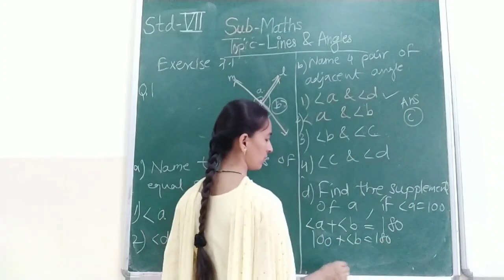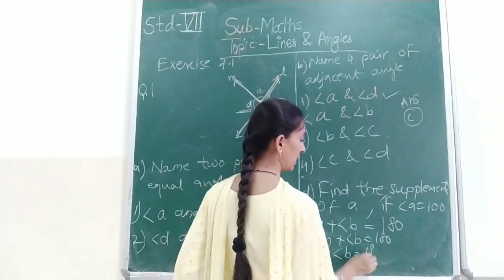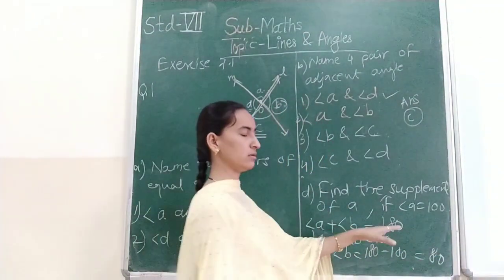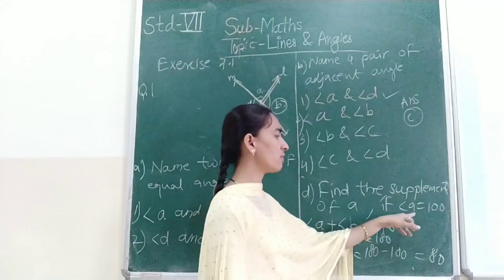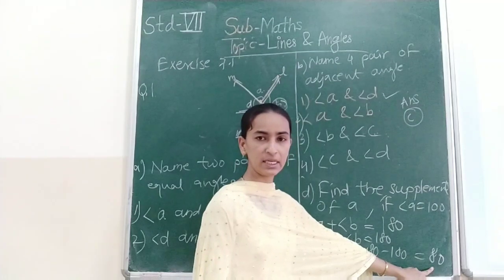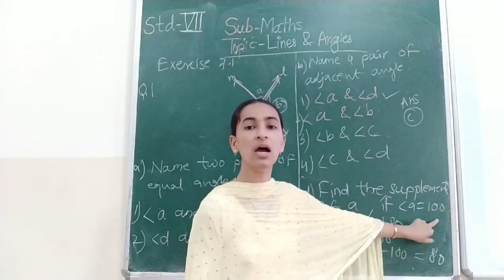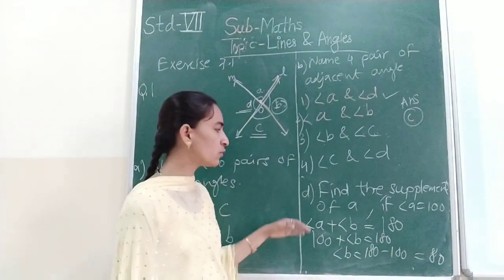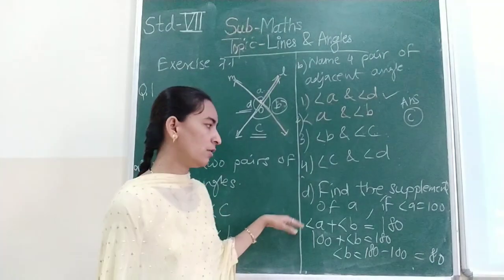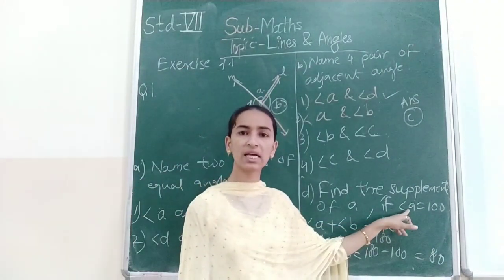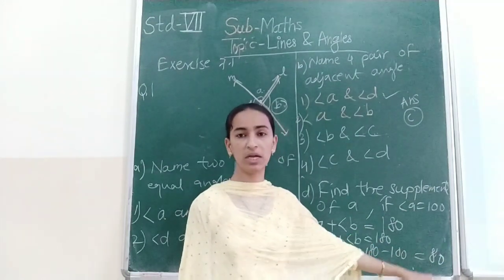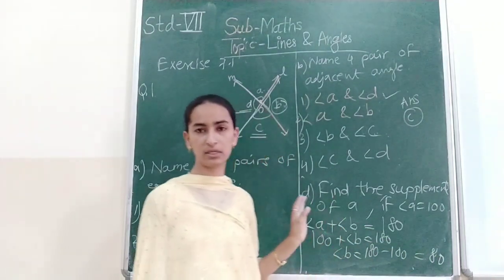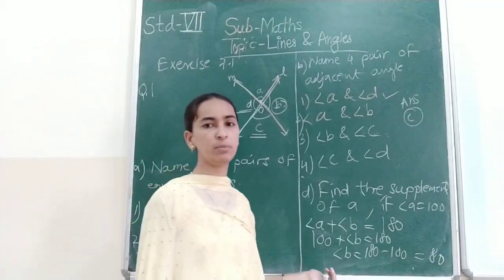Now take this 100 to the right side. 180 minus 100, what is the answer? It is 80. So the supplement of angle A is 80 degrees, because when we add 80 to 100, it gives 180. Understand this meaning? How to find the supplement? When one of the angles is given, subtract that from 180. You will get the supplement of that angle. Here 180 minus 100 is 80 degrees. Okay students, understand how to find the supplement.